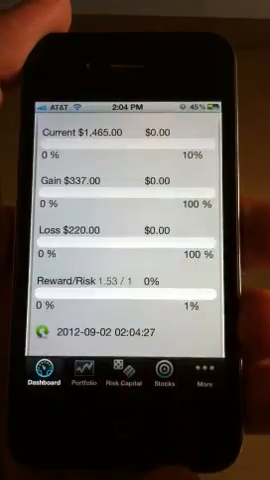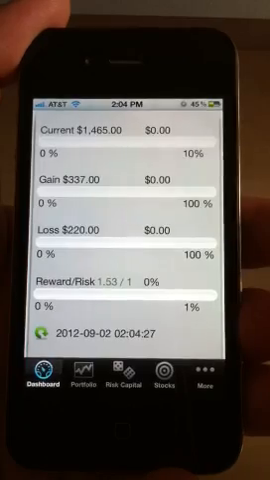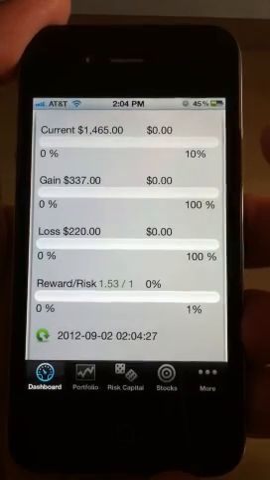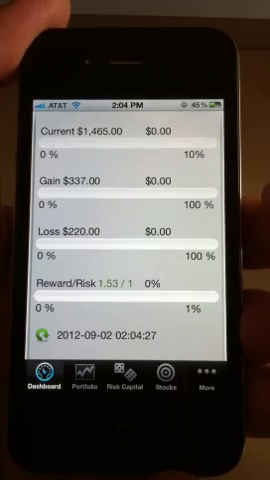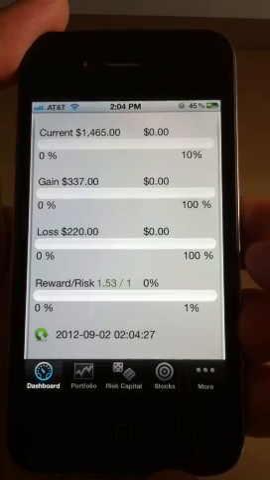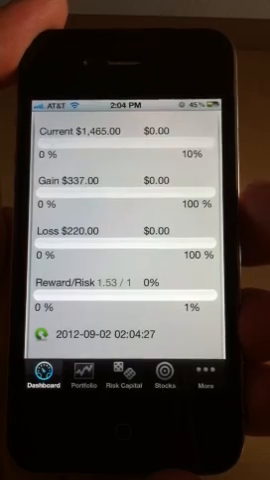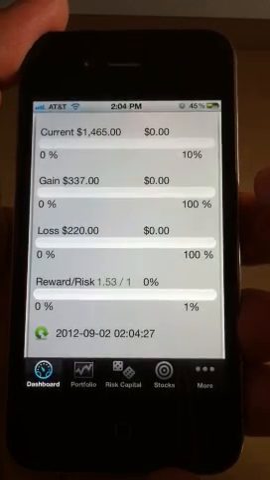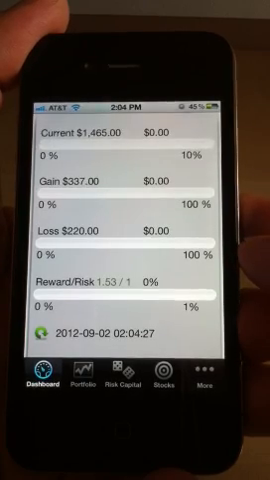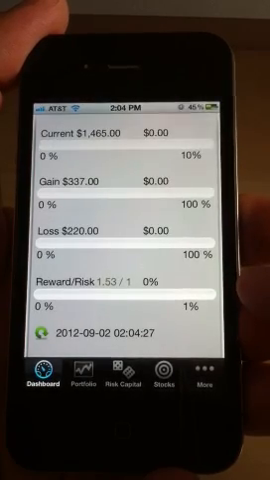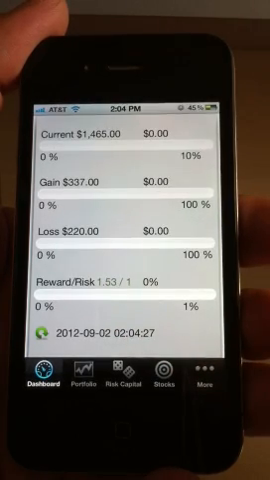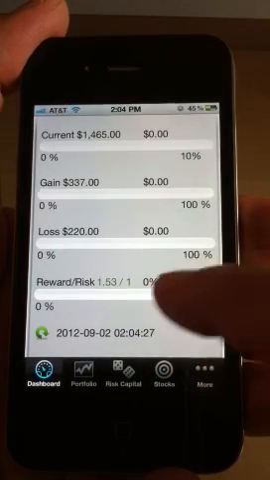Now let's examine what the dashboard does. The dashboard gives you at your fingertips at any point your current portfolio value, the gain that you're expecting, and the loss that you're willing to take. In this case, we are in the game to make $337, but we're also willing to lose $220. The reward to risk is in green because it's within our range of 1.53 to 1.